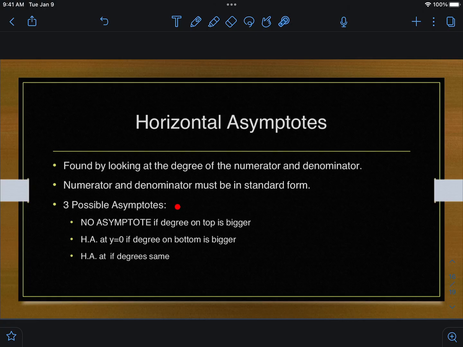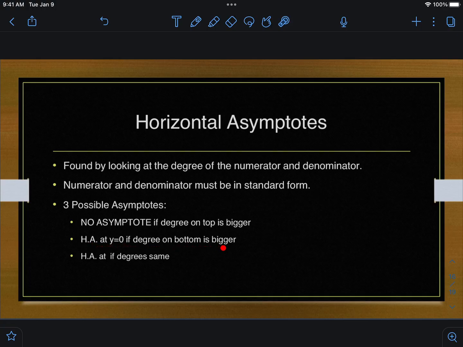And there are three possibilities here. One is no asymptote. That is if the degree on top is bigger than the degree on the bottom. So that would be if we had something like x squared minus 9 over x plus 2. The degree on top is larger than the degree on the bottom. When that happens, there's no horizontal asymptote.